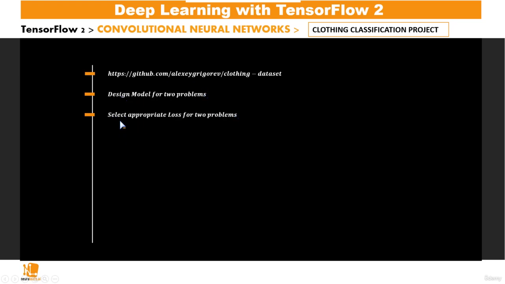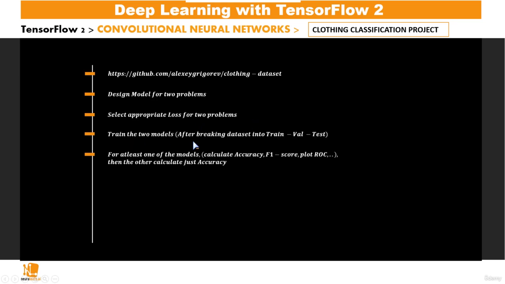And then you should select appropriate loss for those two problems. You shall train the two models after breaking the dataset into a train, validation, and test. And then for at least one of the models, you should calculate the accuracy, F1 score, and plot the ROC curve. And then for the other, just calculate or use just the accuracy for performance measurement.